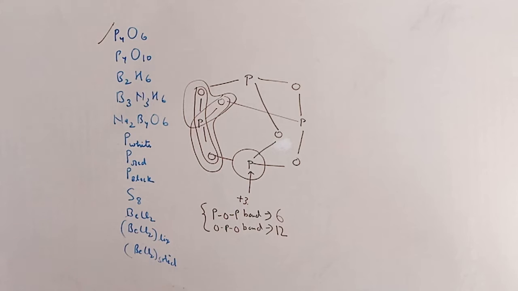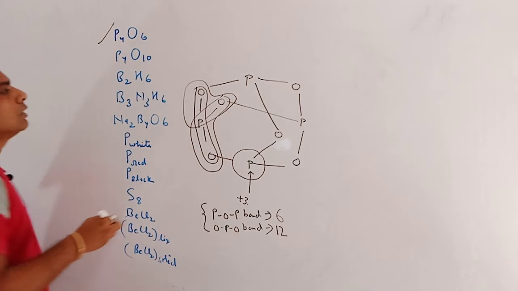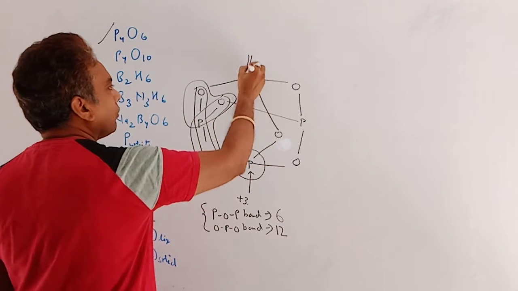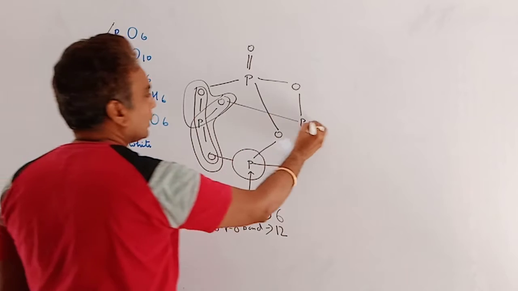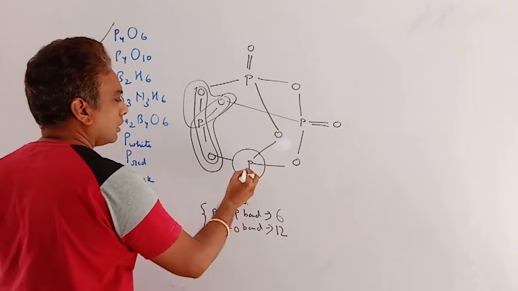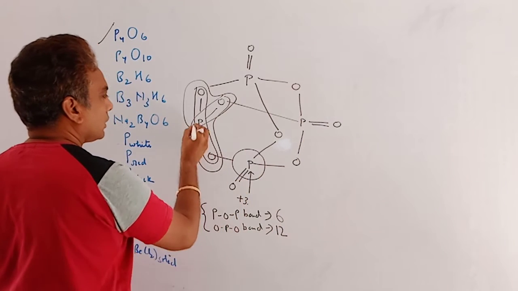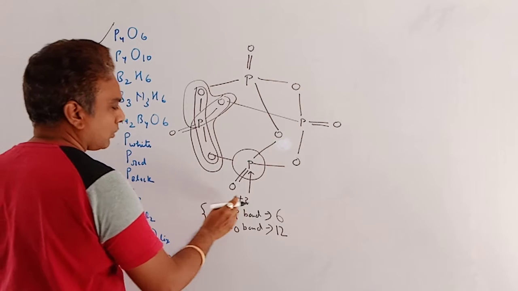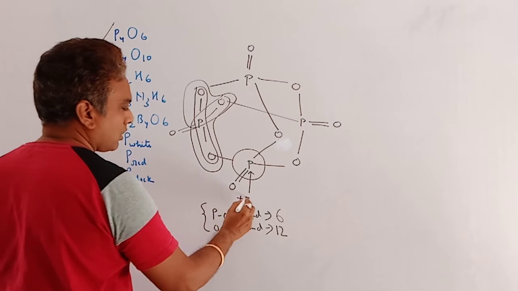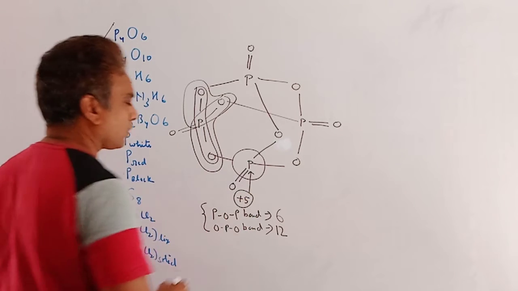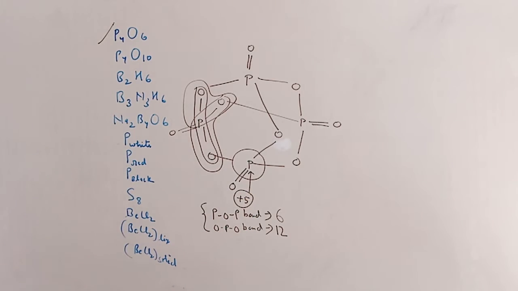Now in case of P4O10, one more oxygen is associated with each phosphorus like this, in the form of a double bond. So only one thing is changed. The oxidation state of phosphorus is now +5. Clear? Here is the dot structure of P4O10.